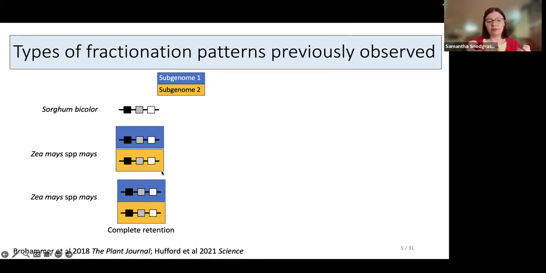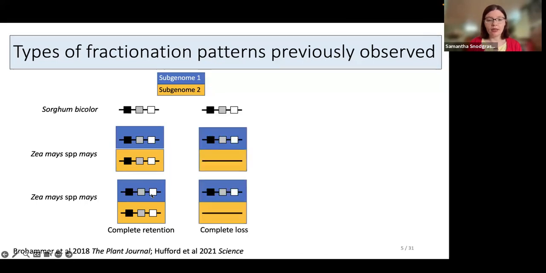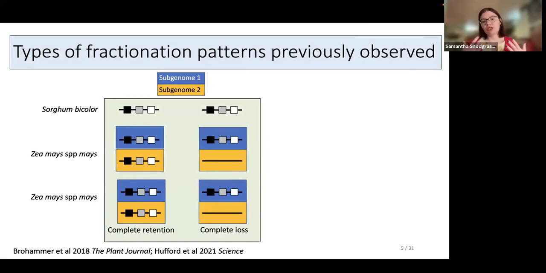that is complete retainment or retention. And if you see that across all of your maize lines, you would say there's complete retention across all of them. Likewise, you can see complete loss, where one of those homologs cannot be detected when you're aligning to that sorghum reference. And so this would indicate complete fractionation. And these two are the most commonly observed patterns of fractionation that have been talked about in the literature.